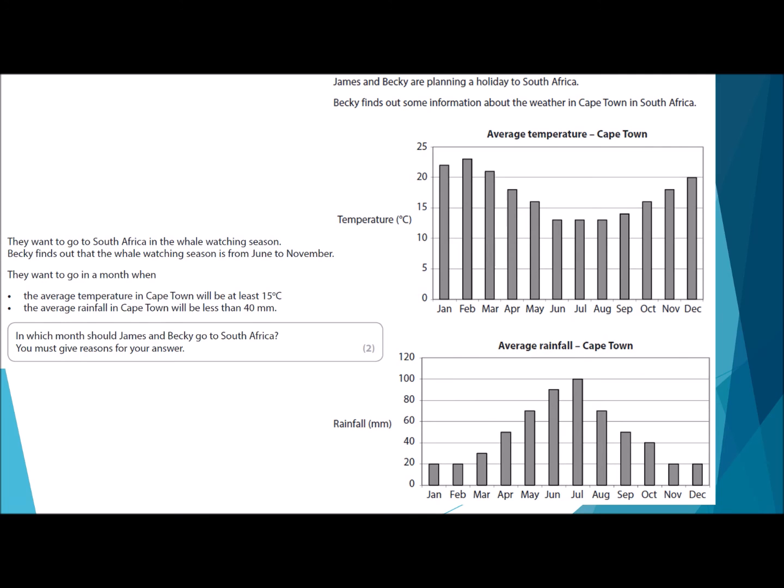So moving on to our next question. This is not a drawing graphs question, this is interpreting information shown in some graphs. For this one, I'll let you pause the video and read it all through for yourselves, and then answer the question, in which month should they go? Just note it says you must give reasons for your answer. So 2 marks, and make sure you give reasons. I'll let you pause and that will carry on the next slide.